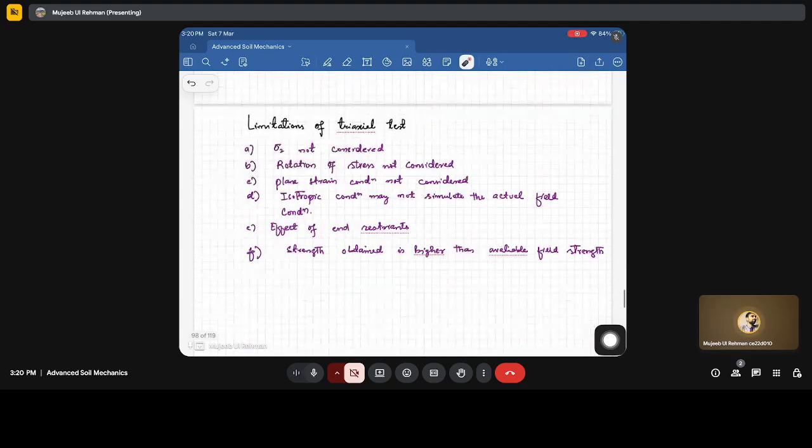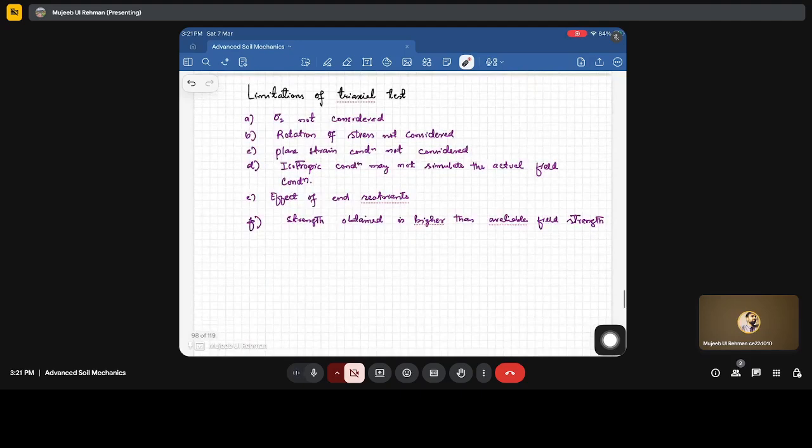Now some limitations of the triaxial test. In session 3 or session 4 we saw that triaxial has some advantages over the direct shear test, but the conventional triaxial test also has some limitations. First, sigma 2 is not considered, meaning the intermediate stress. We know there are three principal stresses, sigma 1, sigma 2 and sigma 3, and in the triaxial we assume sigma 2 is equal to sigma 3, but in the actual case in the field sigma 2 is not equal to sigma 3. So this intermediate stress is not considered in the conventional triaxial test.